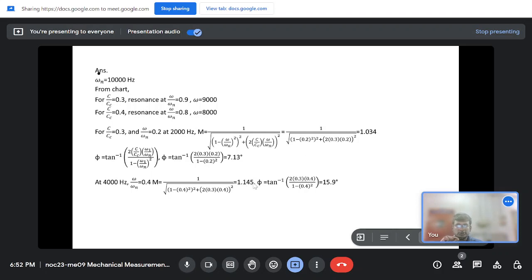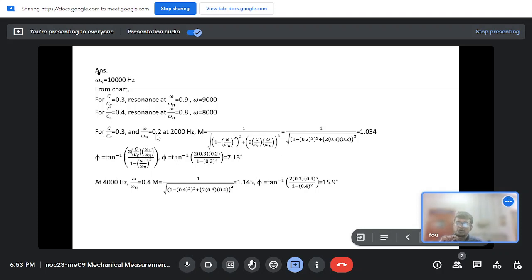So you see there is a large difference in the dynamic error. From 3.4 it has jumped to 14.5%, and then the phase angle will be 15.9 degrees. The same case can be solved using the chart as well. If the chart is provided, you can approximate and find out. I'll show you for the first case.